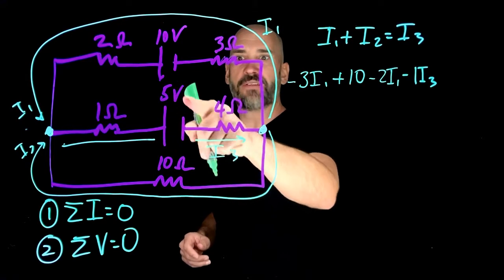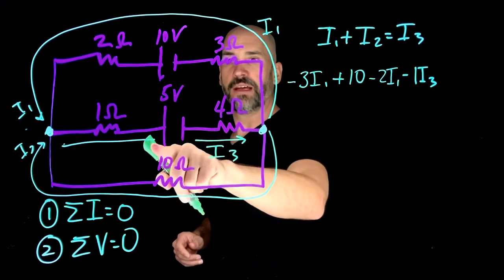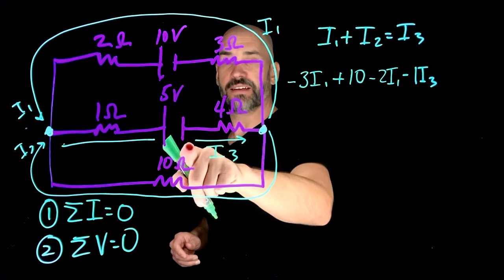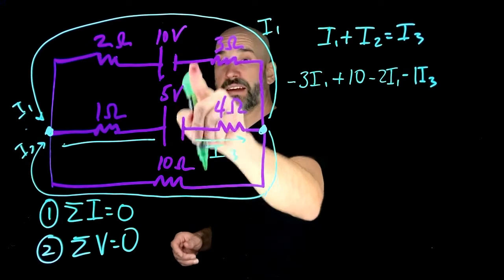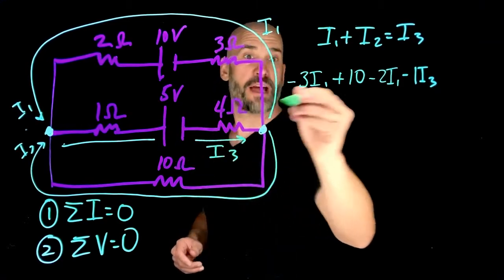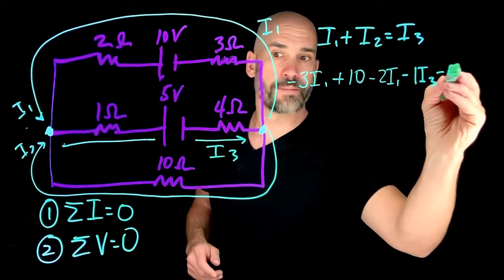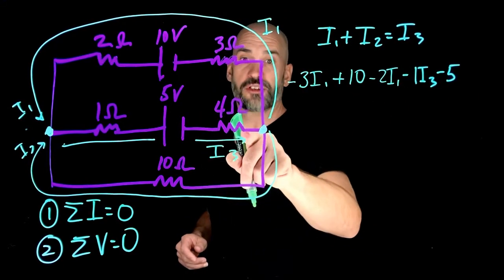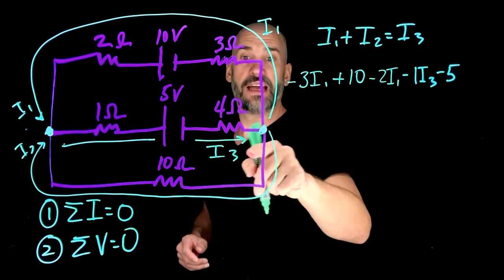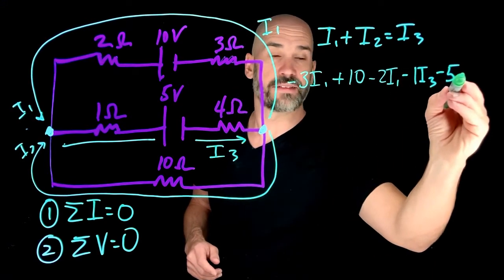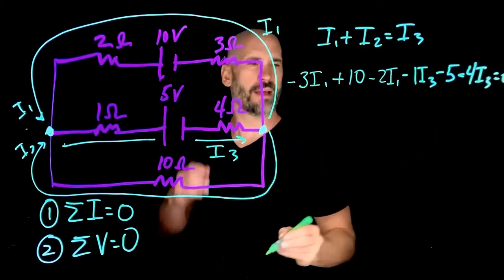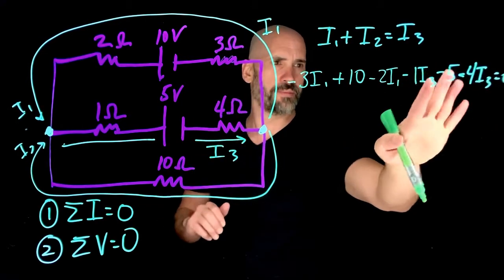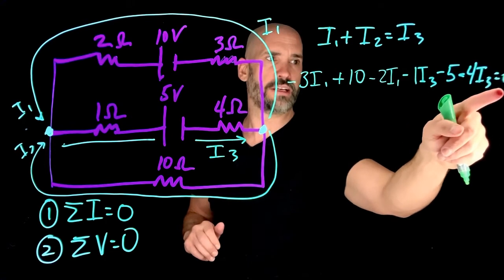Oh, I get to a 5-volt battery, right? Am I going from positive to negative? Yes. Okay, here I was going negative to positive, so I added. Here it's positive to negative, so I subtract, so that's minus 5. Okay, and then march, march. Oh, I get to another 4 ohm resistor. That's going to be a minus 4I3, all equal to 0. I may have lost you on the edge here, but it's a minus 4I3 equals 0.